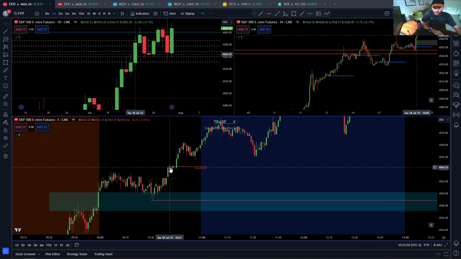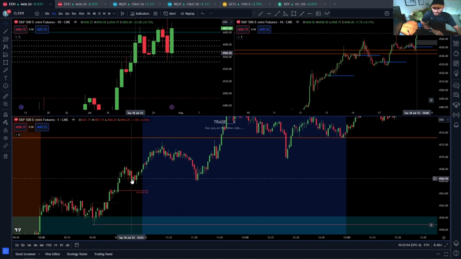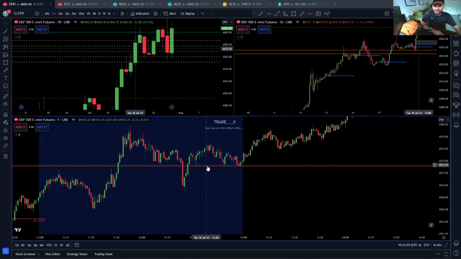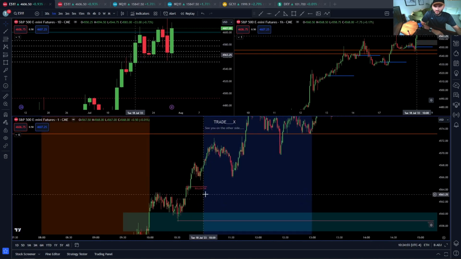Okay, so order block comes back, fair value gap respected, moves higher, comes back into this order block, moves higher, comes back into this order block. All of this is bullish order flow out of this institutional order flow entry drill.